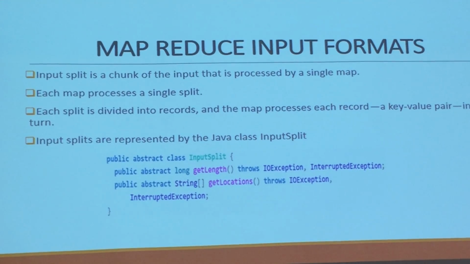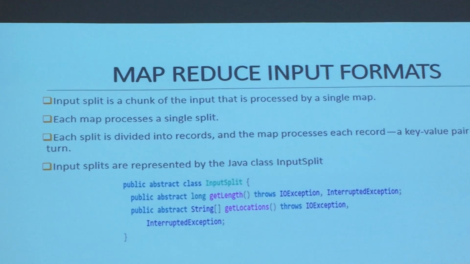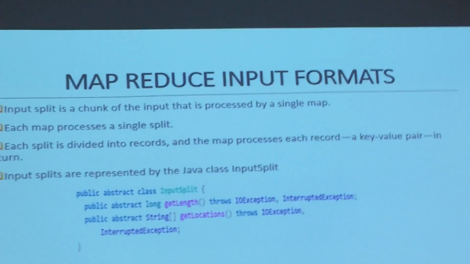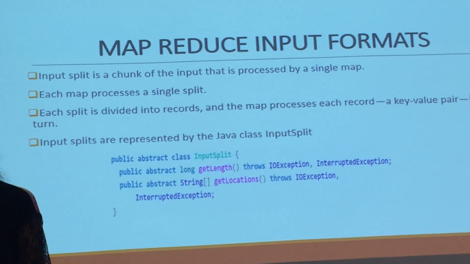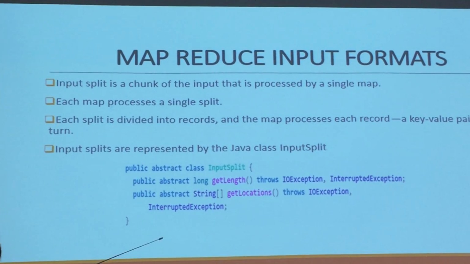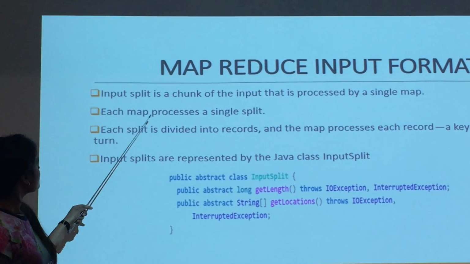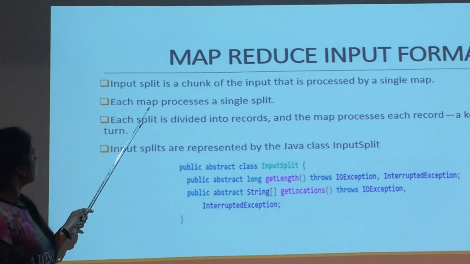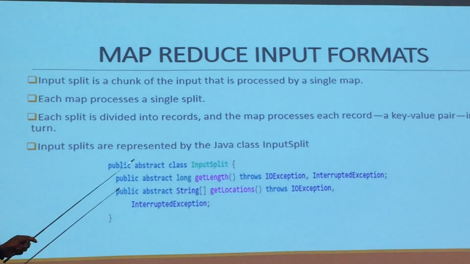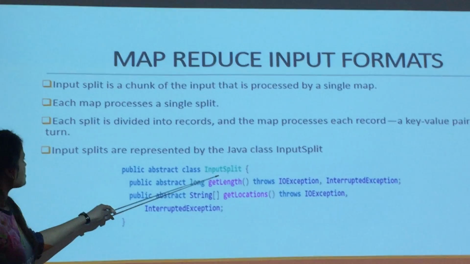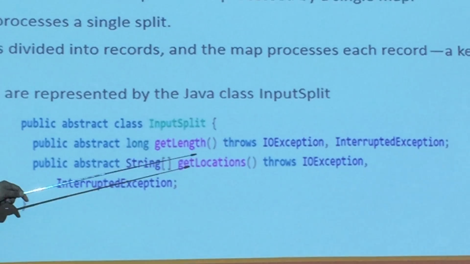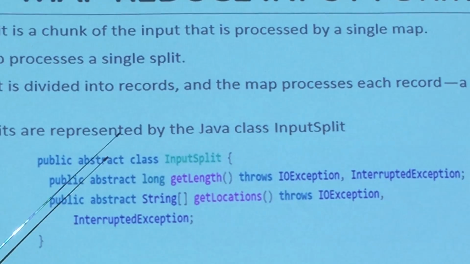In MapReduce, the input format will be in the form of input splits. All the data will be partitioned into chunks of data called input splits, and then the map will process each input split further. This input split mainly consists of records as well as key value pairs, and basically this is a Java abstract class which shows the length of each input split and the location of the particular split.